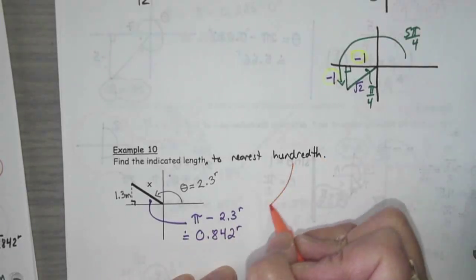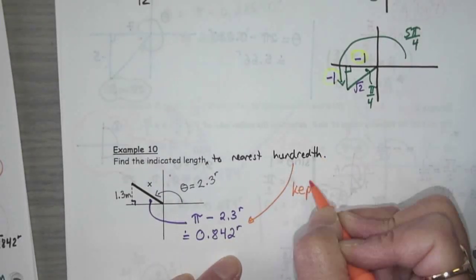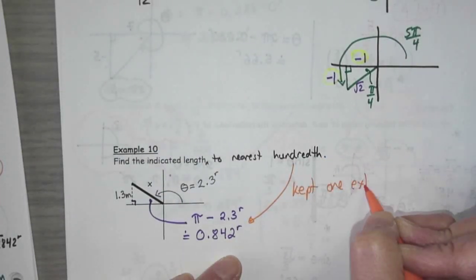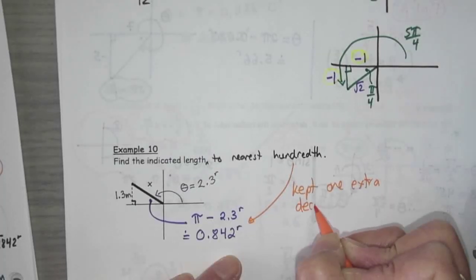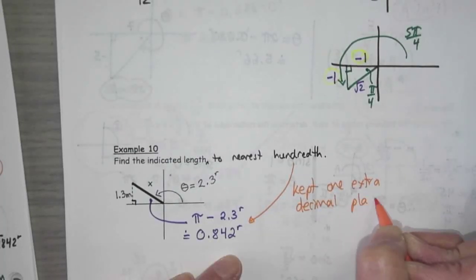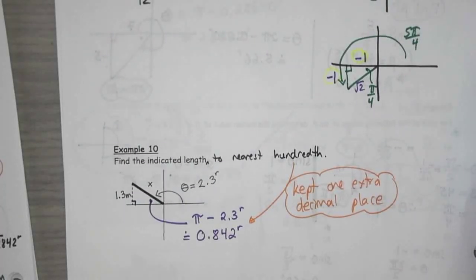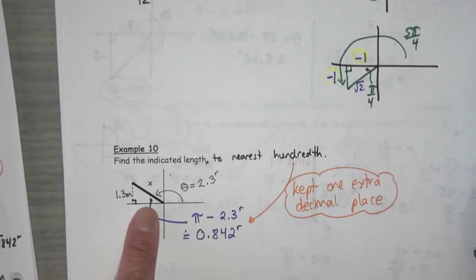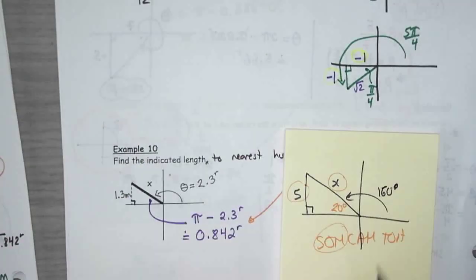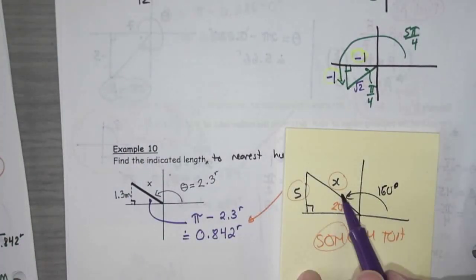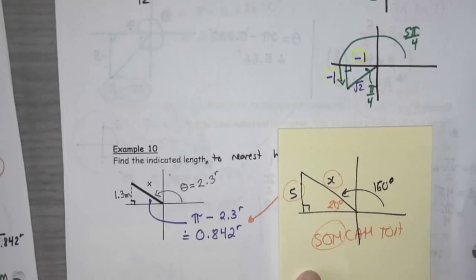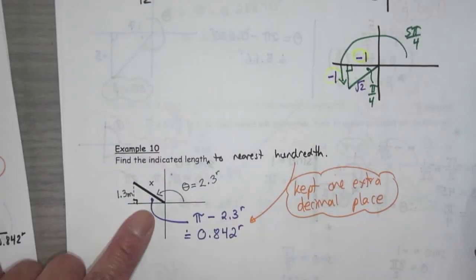And look, I kept one extra decimal place. I always do that just so that my rounding doesn't get in the way of an answer. Sometimes you round twice and it's a little bit off. So that's my missing angle. Just like this, if I said that was 20, then I would just do SOHCAHTOA. When I do radians, you kind of get thrown off, but it's the same thing. So I found my radian.